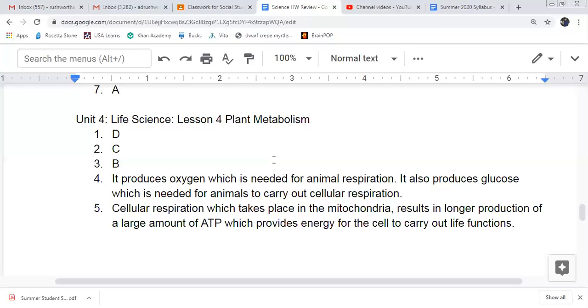See if, okay, I don't have number 3 marked anywhere.